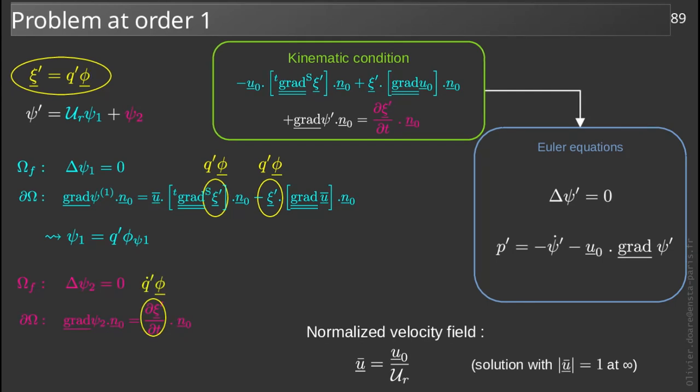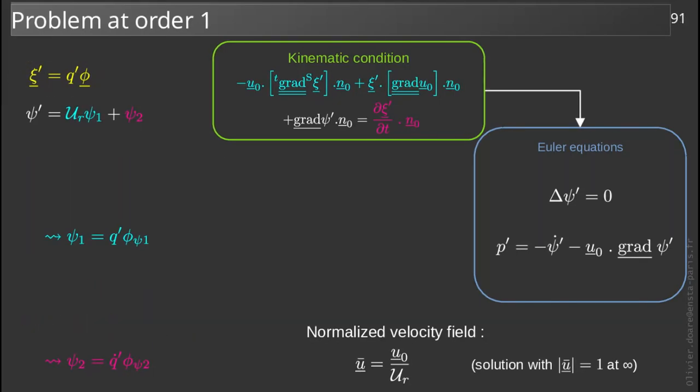In boundary condition 2 appears q prime dot. So we are looking for a solution with separated variable of the form q prime dot times the mode, noted phi psi 2. Let us now assume that we have solved the two problems corresponding to the fields psi 1 and psi 2. Recall that since we have normalized the boundary condition for the field psi 1, these fields psi 1 and psi 2 do not depend on UR. This dependence now appears through the multiplicative coefficient in the expression of psi prime.